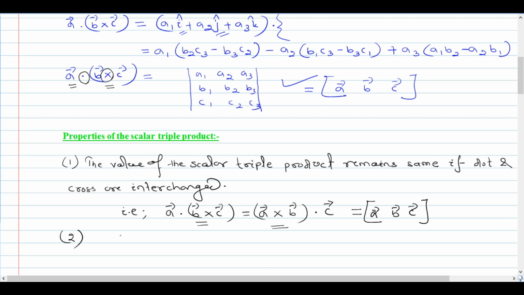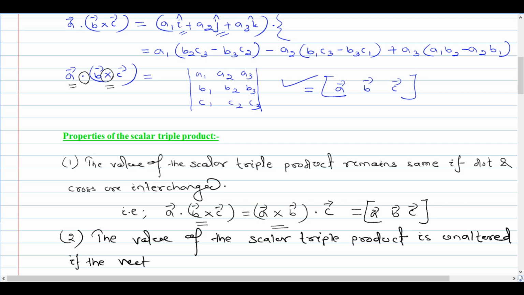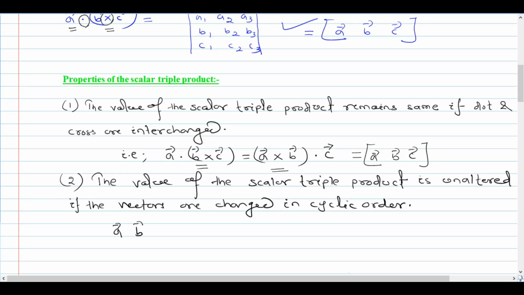Now we'll go to the second property. The second property is the value of the scalar triple product is unaltered if the vectors are changed in cyclic order. Unaltered means no change. That is, you can write A, B, C the scalar triple product is equal to B, C, A the scalar triple product, or in other words C, A, B the scalar triple product.